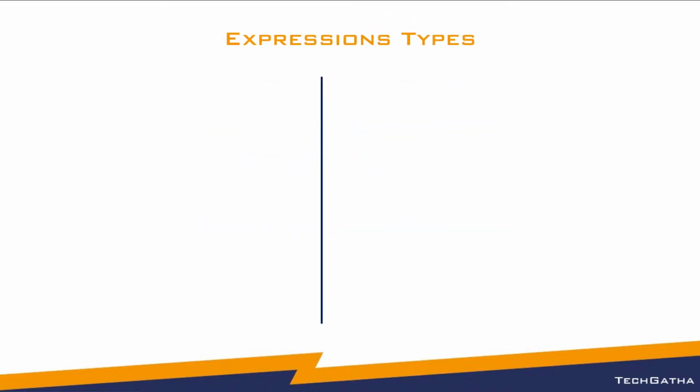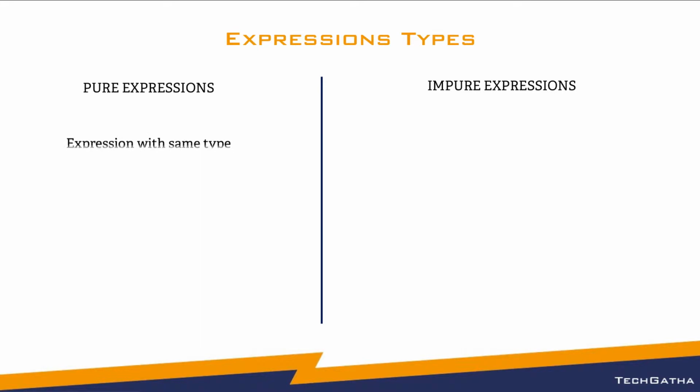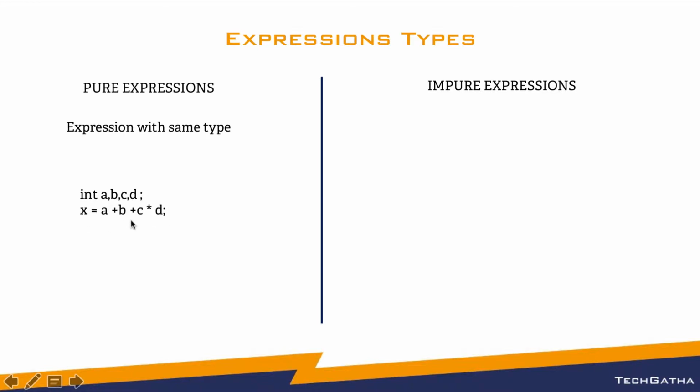Now, there are types of expressions: pure expressions and impure expressions. What do you mean by pure expressions? Those are expressions which consist of the same type, meaning all the values in an expression are of a similar data type. For example, here we have A, B, C, D, four values of type int. If we create an expression using these variables A, B, C and D, whatever operators we use, because all the variables are of the same type, the result that is stored in X is also of type int.